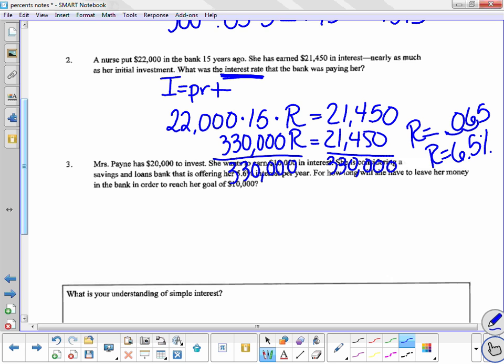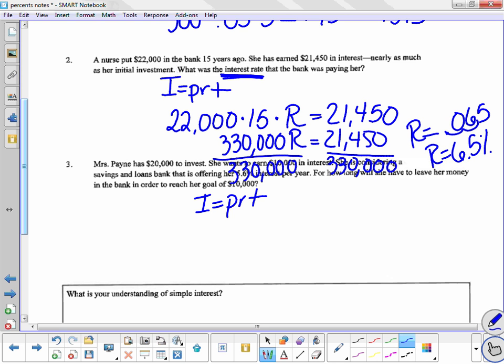Let's try number 3. Mrs. Kane has $20,000 to invest. She wants to earn $10,000 in interest. She is considering a savings and loan bank that is offering her 5.6% interest per year. For how long will she have to leave her money in the bank in order to reach her goal of $10,000? So, still using that formula, I equals P R T.